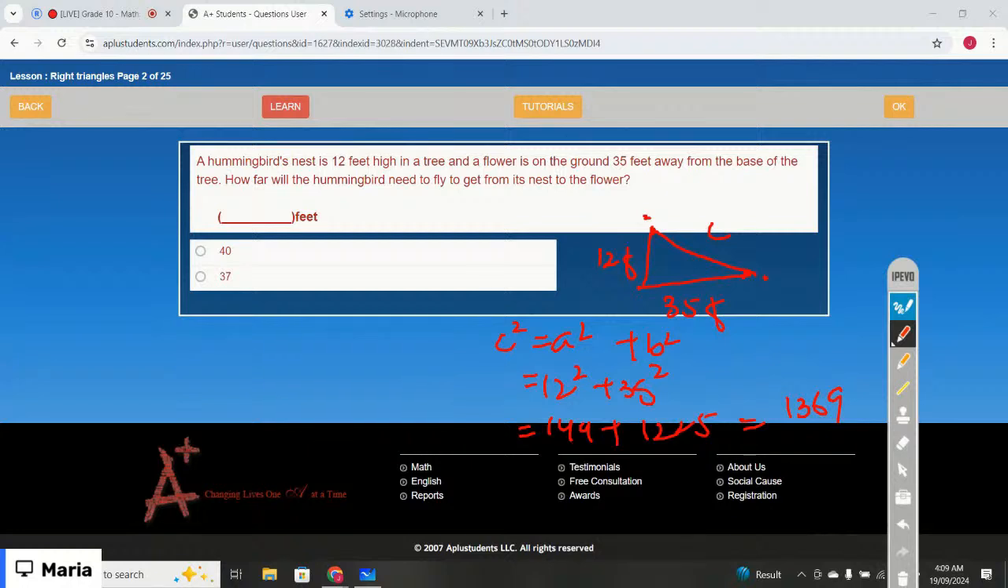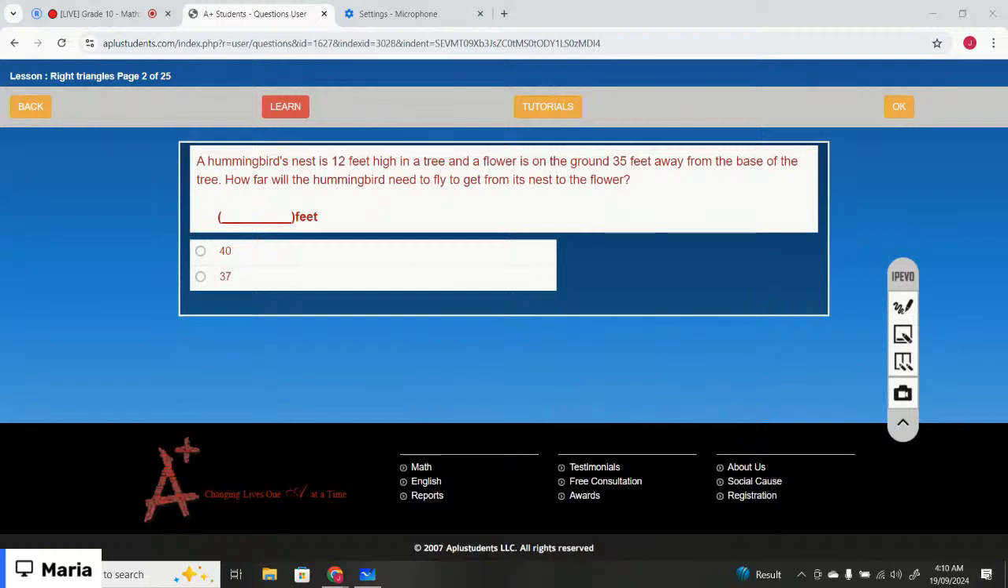Let's just calculate the square root. Square root of 1369 is 37. So option number 2 is the correct option. Got it? That is 37. Option number 2 is the correct option.